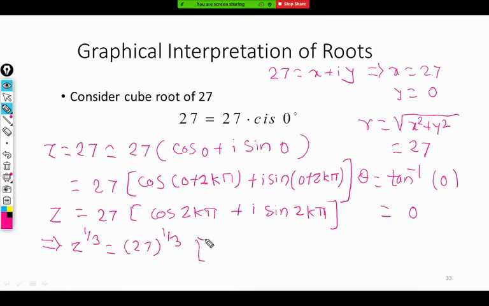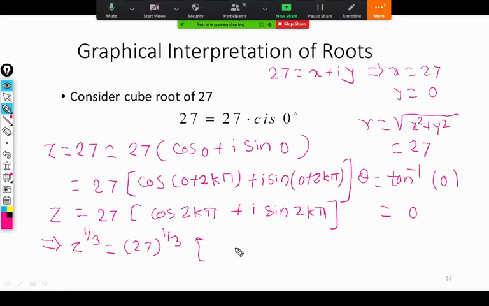And this bracket raised to 1 by 3, yes, you can write it as upon 3 by de Moivre's theorem. Or you can add one step first: cos 2k pi plus I times sine 2k pi, bracket raised to 1 by 3. So we have just taken a cube root on both sides there.